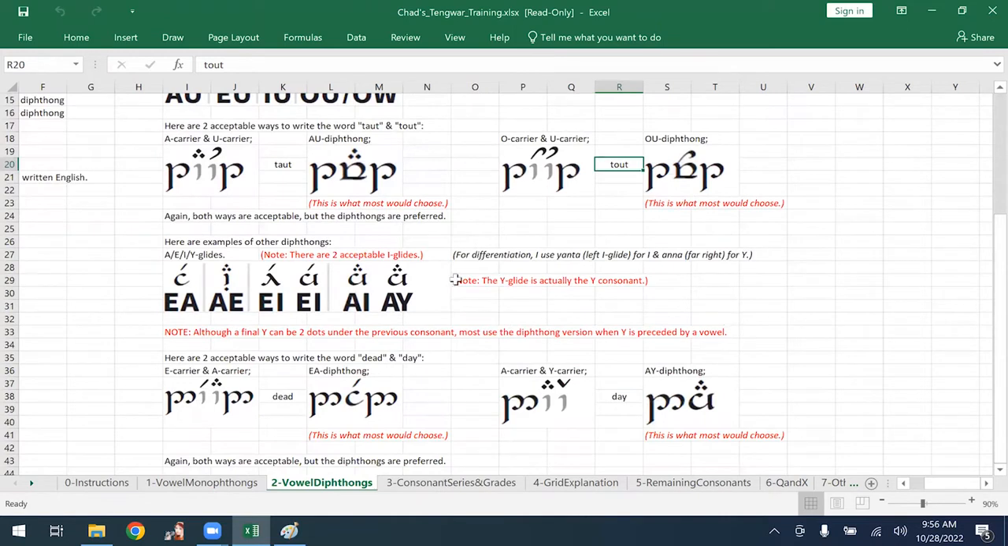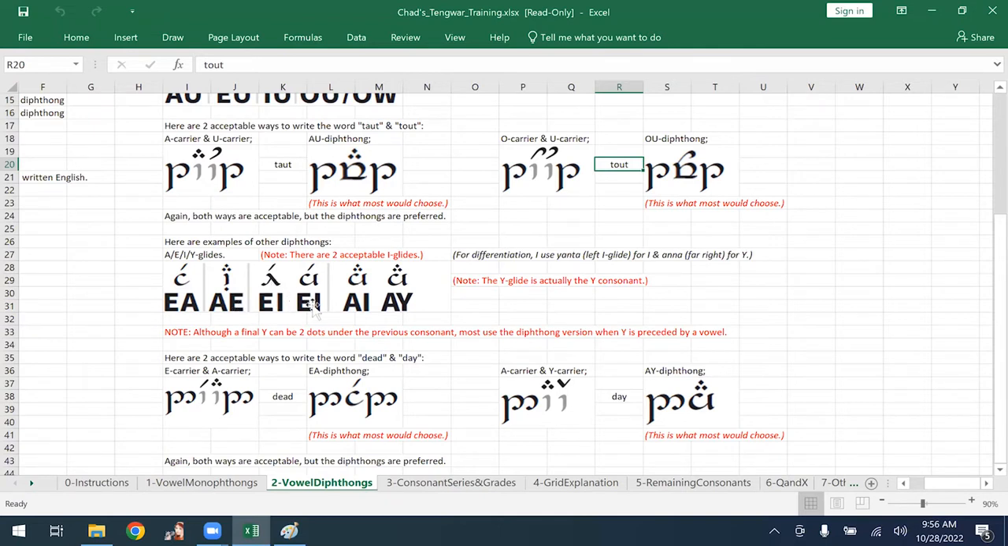So I don't go through all of them real heavily, but here are the Tengwar when you're doing the other diphthongs. Remember the Tehtar are always going to be the same. But if you're doing an A glide, it looks kind of like a C. If you're doing an E glide, that looks suspiciously like a carrier with a silent E under it, right? That's the way you do an E glide.